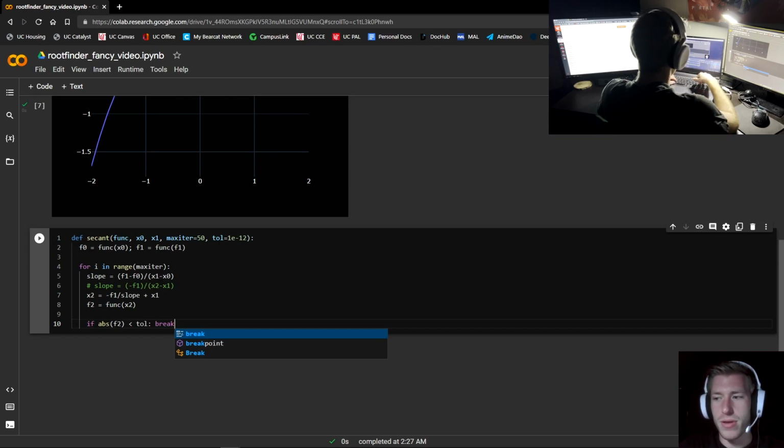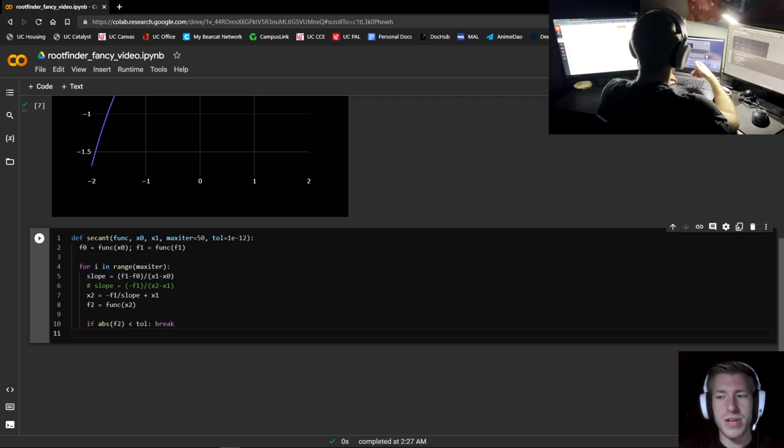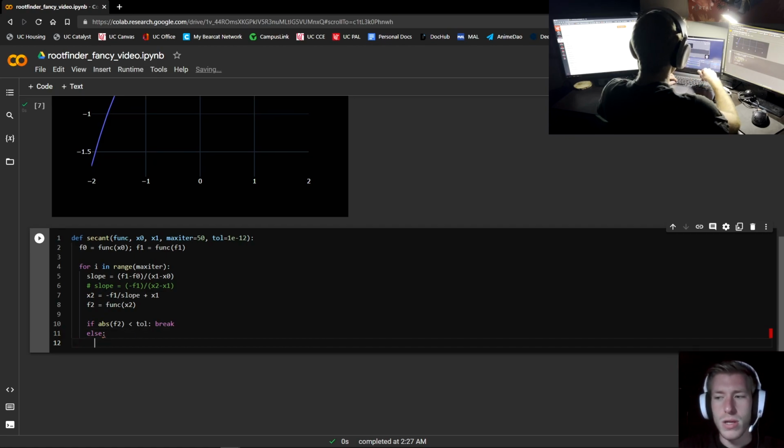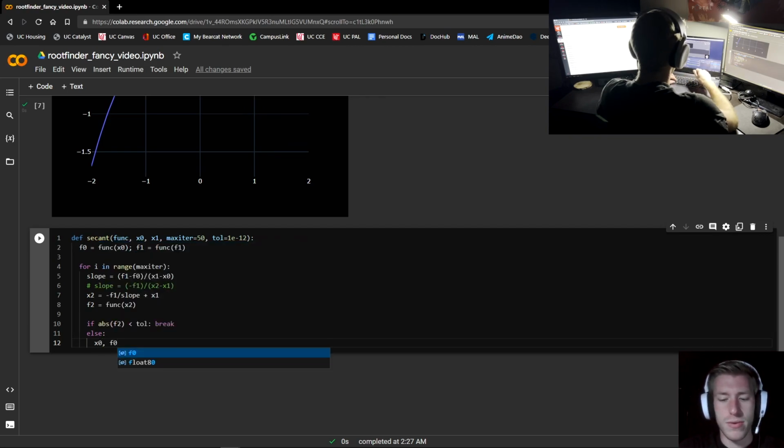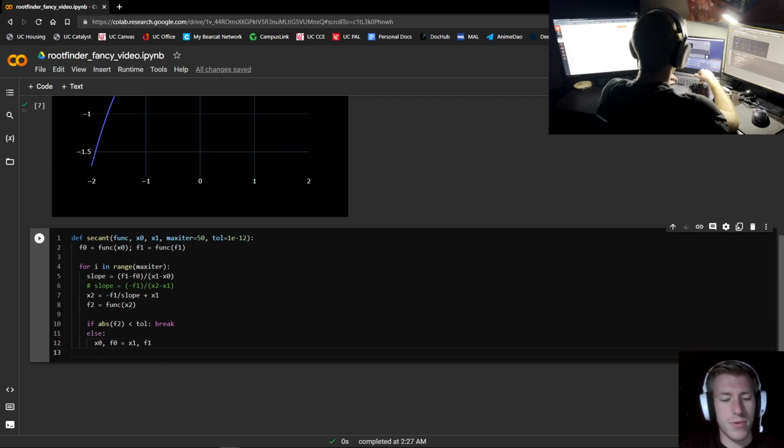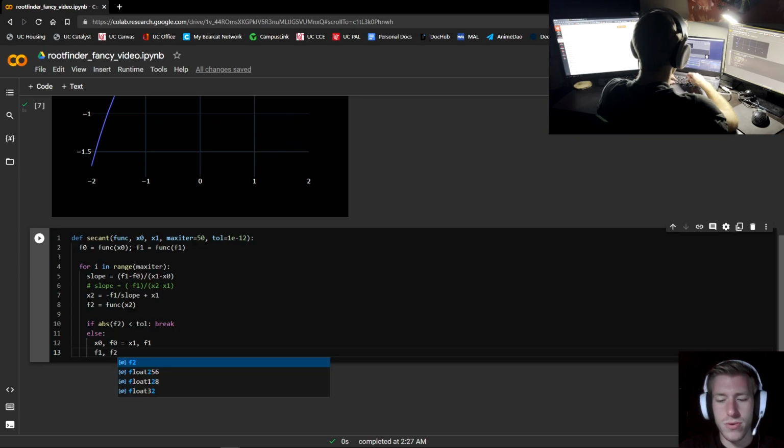So we're going to break out of that for loop. Otherwise, we would put an else here, but we don't have to. But I will just for the sake of clarity. Otherwise, well, what do we want to do? Well, we want to now do this whole thing again, but with our x2 and our x1 and our function values. So all we're going to do is say x0 and f0 are going to be equal to x1 and f1. And then we're going to say that x1 and f1 are going to be equal to x2 and f2.